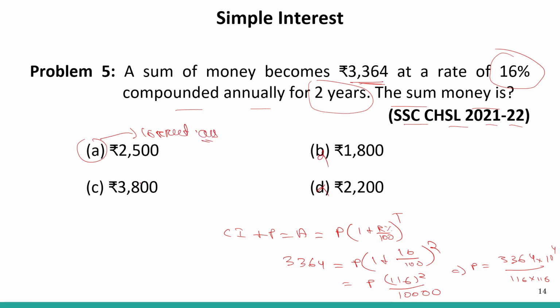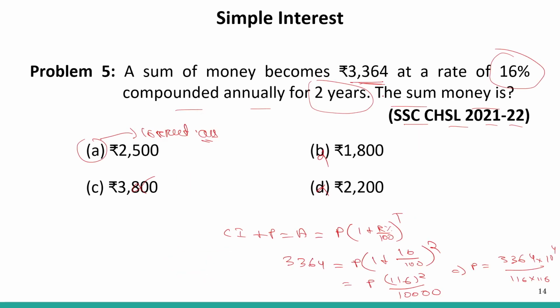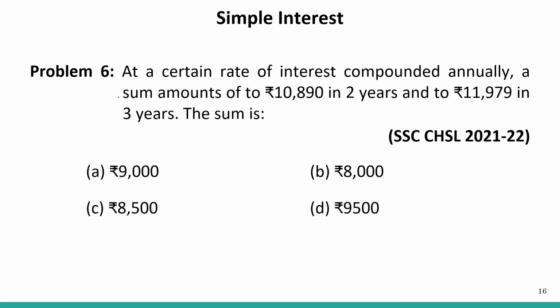B, C and D are all wrong answers. This is a very easy question. Just by putting it into the formula, you can evaluate the answer, that is 2500. So let's see problem number 6.